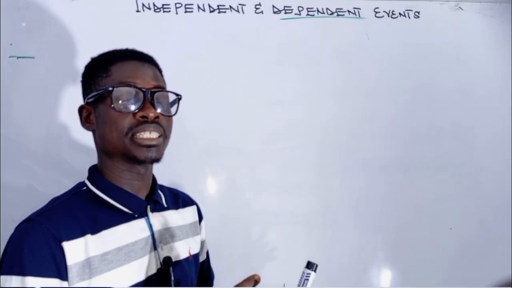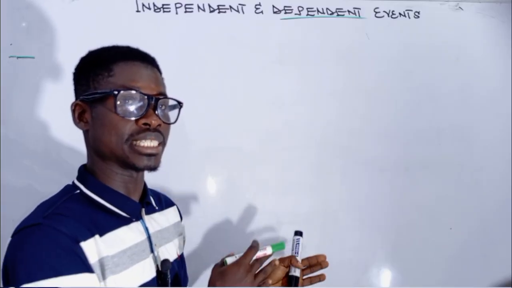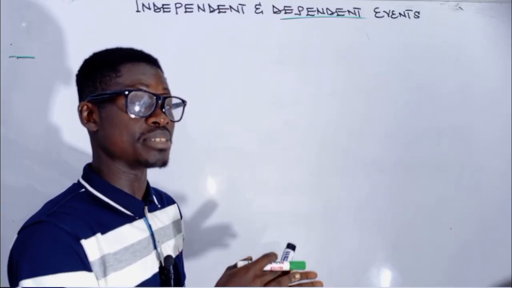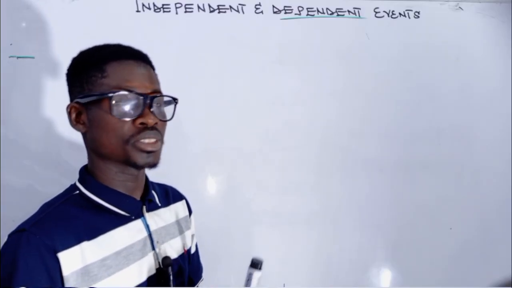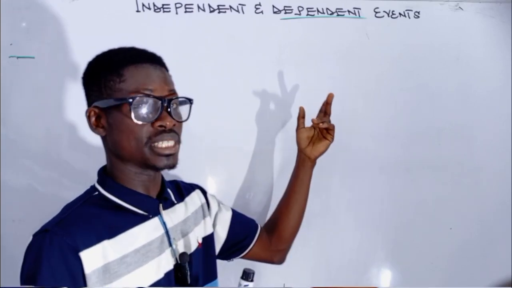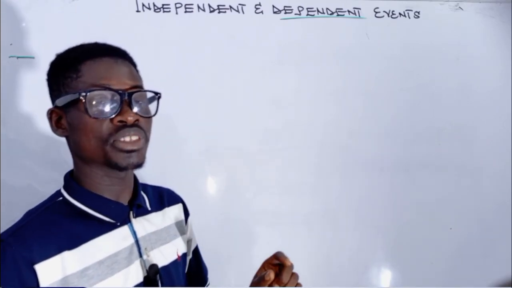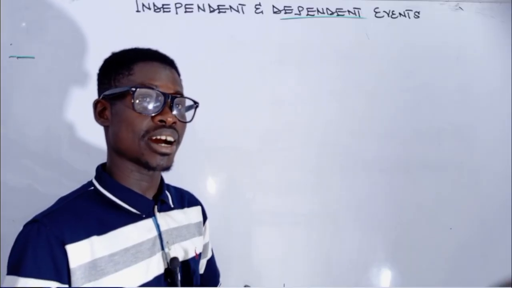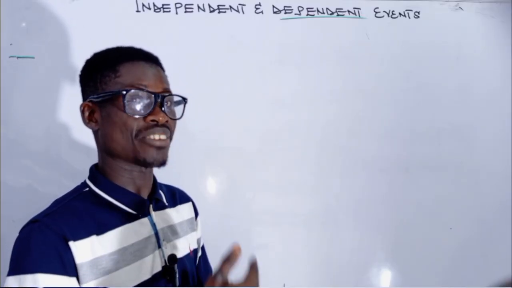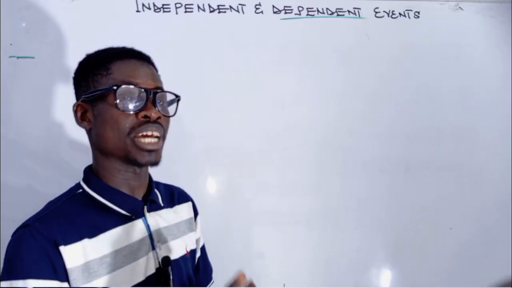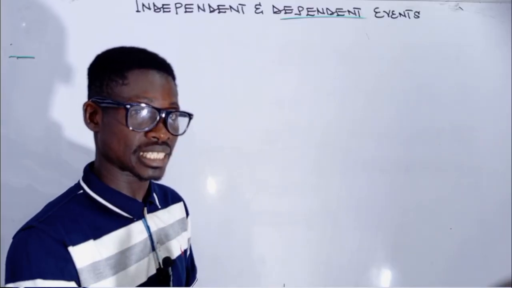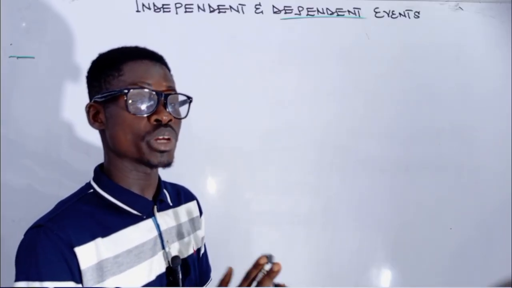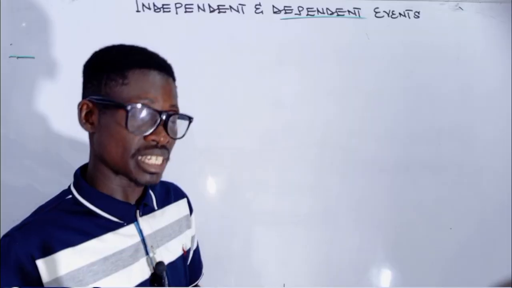When we talk about dependent events, as the name implies, it depends. It means one of the events depends on the other. Two events are said to be dependent events if the outcome of the first event has influence or can affect the probability of the outcome of the second event.